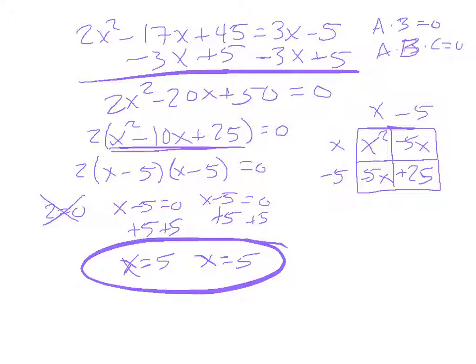Alright, so that's kind of the whole thing in a nutshell. I'm going to do a couple more examples though, just so you get to do this. Alright, so this next one is 9p squared minus 12p plus 4 equals 0.